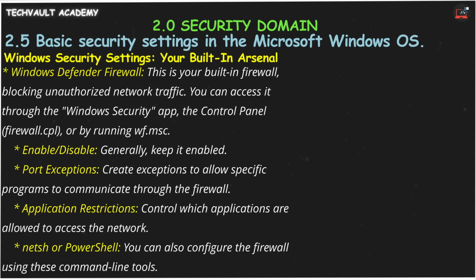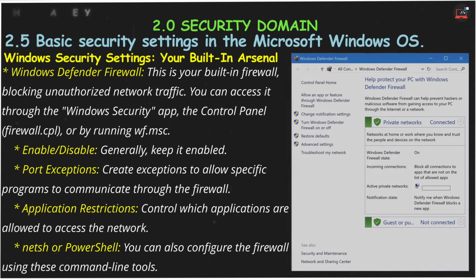Windows Defender Firewall. This is your built-in firewall, blocking unauthorized network traffic. You can access it through the Windows Security app, the Control Panel, firewall.cpl, or by running wf.msc. Enable or disable: generally, keep it enabled. Port exceptions. Create exceptions to allow specific programs to communicate through the firewall. Application restrictions. Control which applications are allowed to access the network. Netsh or PowerShell. You can also configure the firewall using these command line tools.